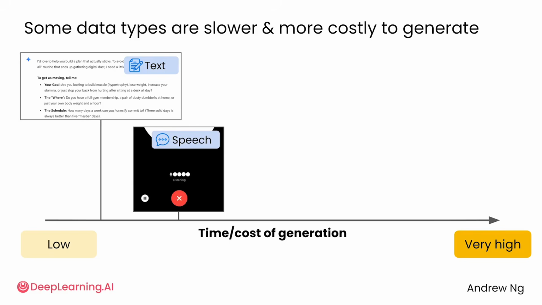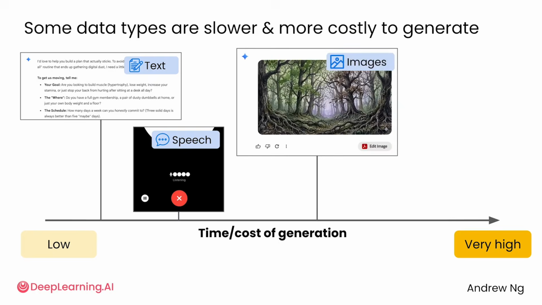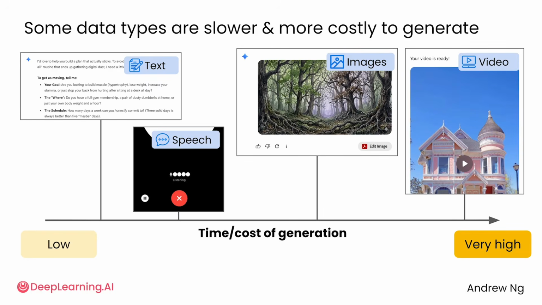Generating speech tends to be a bit more expensive, and generating images even more expensive, and generating video much more expensive than images or any of the other modalities. And the further we go to the right of this chart, the more time it takes to generate a single output, and also the more costly it is to do so.